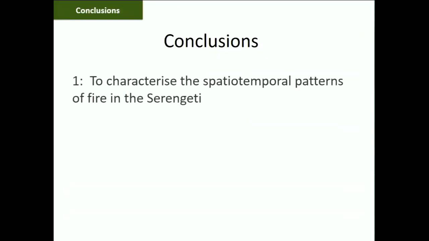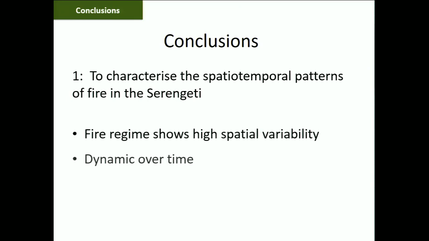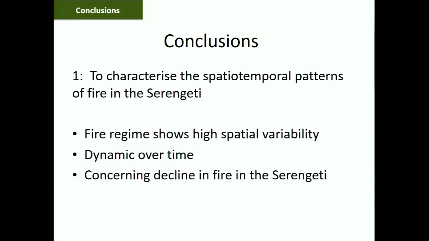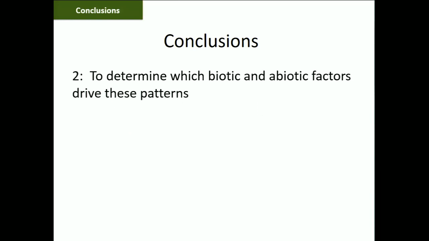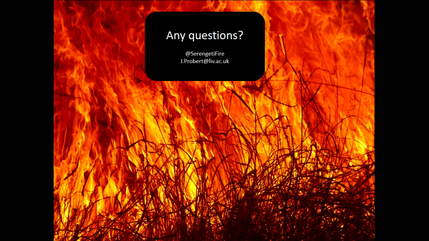So, conclusions. We wanted to characterize the fire regime. We find that it's highly variable spatially, and it's changing over time. And critically, it's declining. This means that there's the potential for the ecosystem to become dysfunctional. You'll get bush encroachment. You'll affect the large herbivores, particularly the wildebeest migration. That will have knock-on effects for tourism. So it's something that we really should be quite concerned about. We also find that rainfall is driving fire, but that humans might be able to have an effect, and that's something that needs a little bit more work. So, thank you very much.